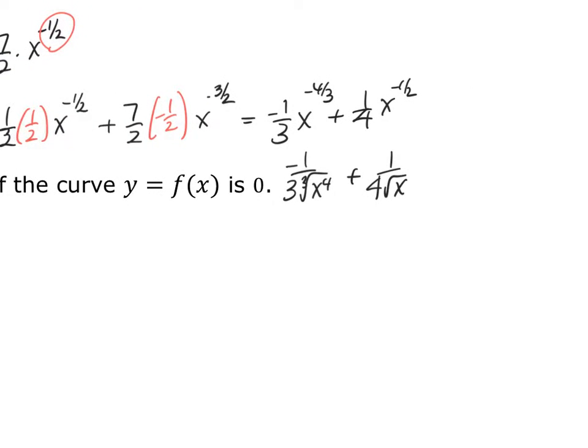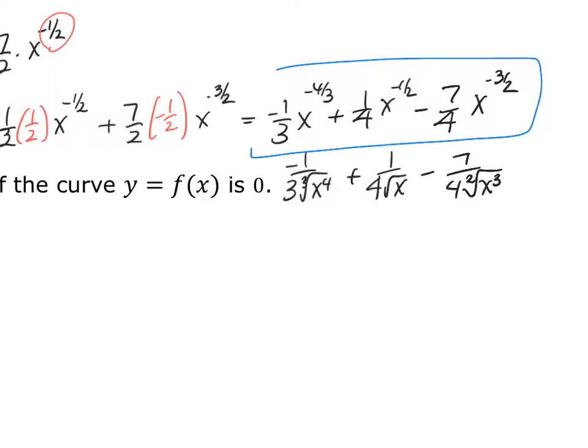The last one is minus 7 over 4 x raised to negative 3 over 2, or minus 7 over 4 the square root of x to the 3rd. I'm good with either way. If you had to do another derivative, if you had to do the second derivative, then you would probably want to leave it in this form because it'll make your life easier. How was that? Is that okay? Could be better, could be worse.